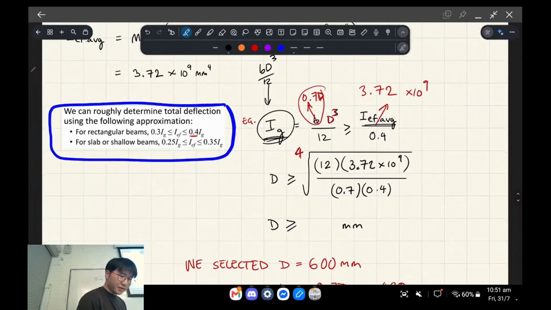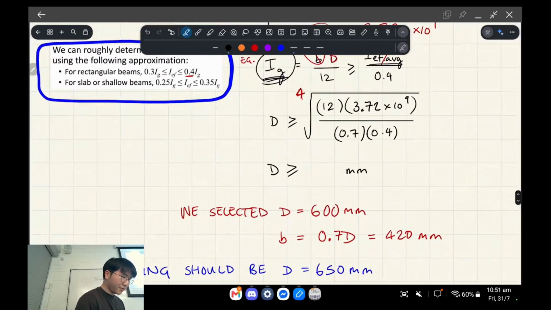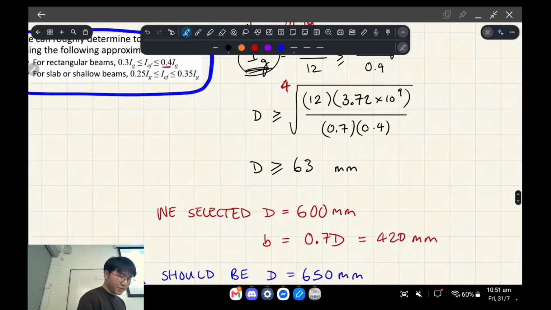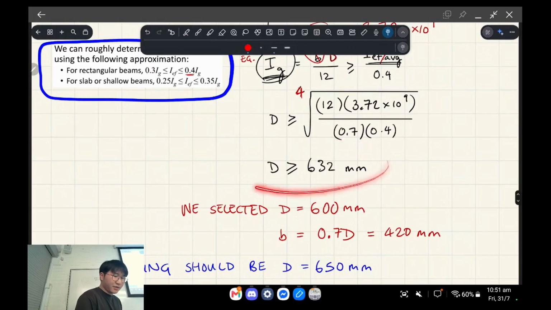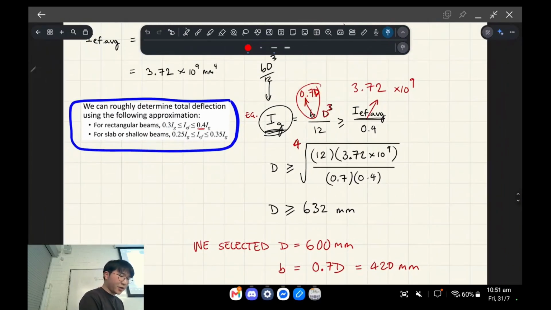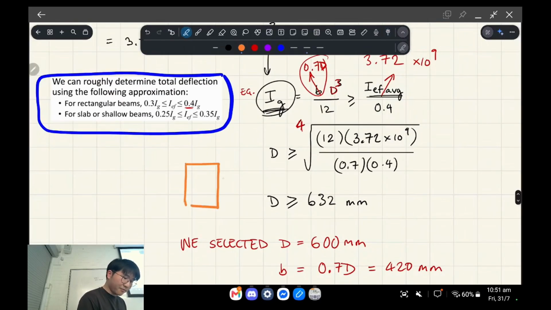And so we plug in the IEF average value that was the maximum between those two, and it gives us this. So it's basically telling us the depth that you select has to be greater than 632, right? Assuming a ratio of 0.7, right? So it's like saying this is the minimum depth that's allowed, whereas the minimum width was 0.7 times that.